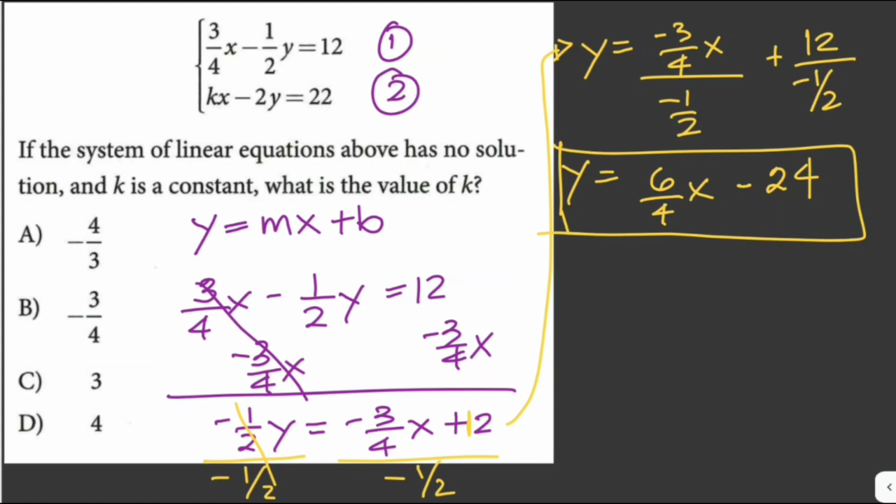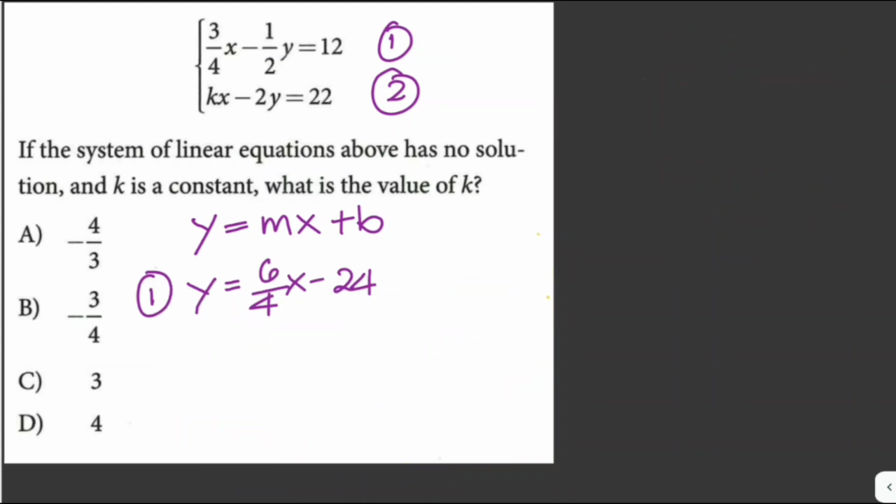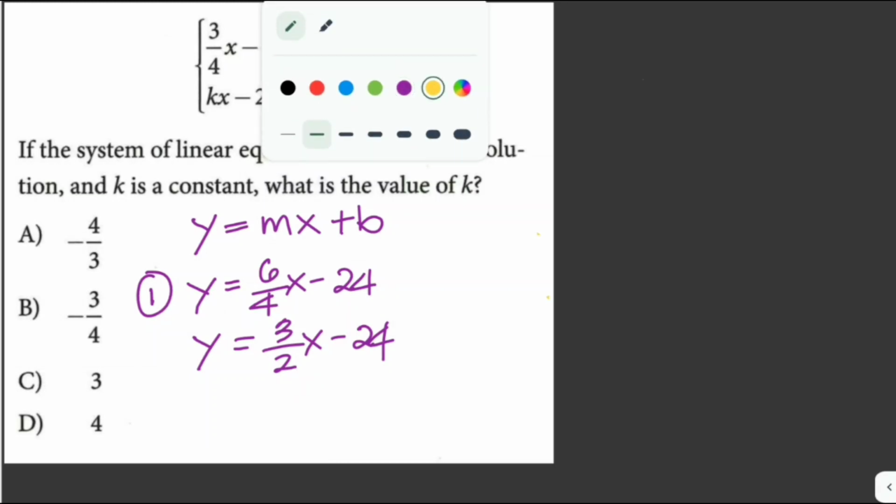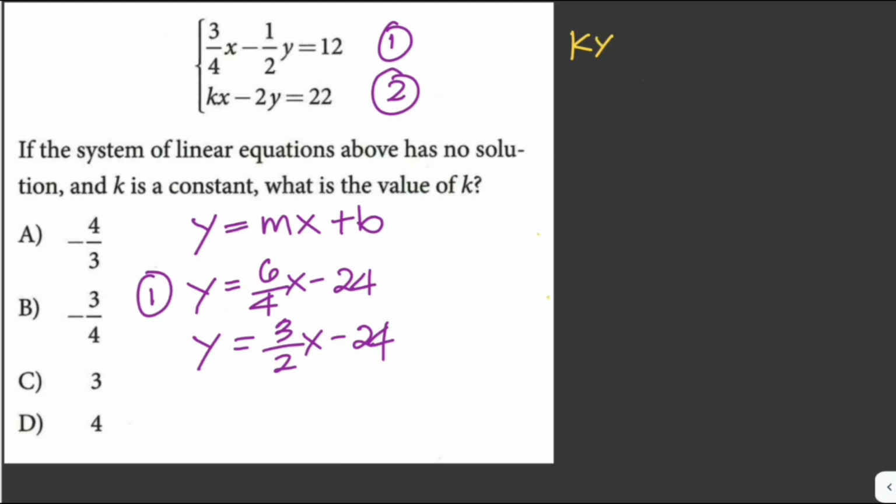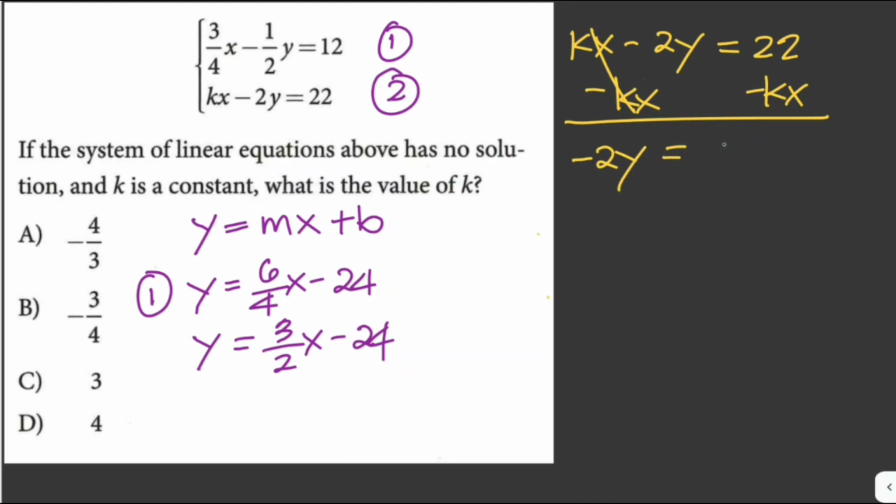Now let's rewrite the second equation in the same form, the slope intercept. We can reduce 6 over 4 here to 3/2 since they are both divisible by 2. So we can write the first equation as 3 over 2x minus 24. Now let's work on the second equation. So that would be kx minus 2y equals 22. And subtracting kx from both sides, we have negative 2y equals negative kx plus 22.